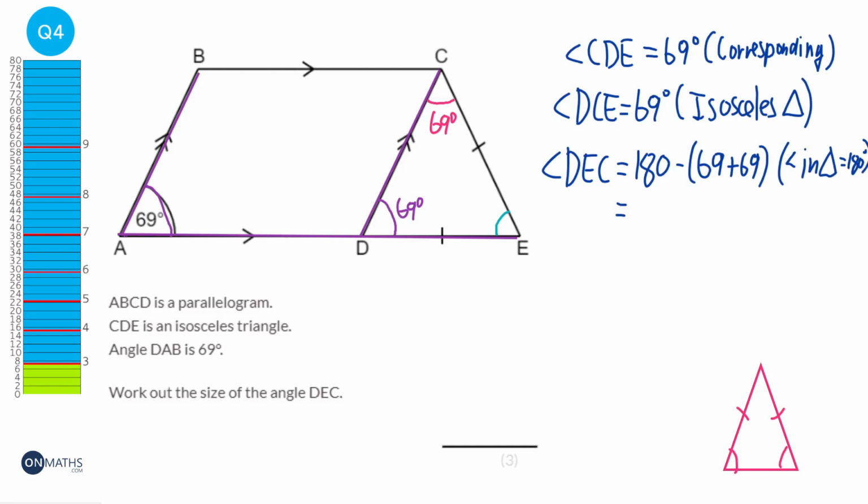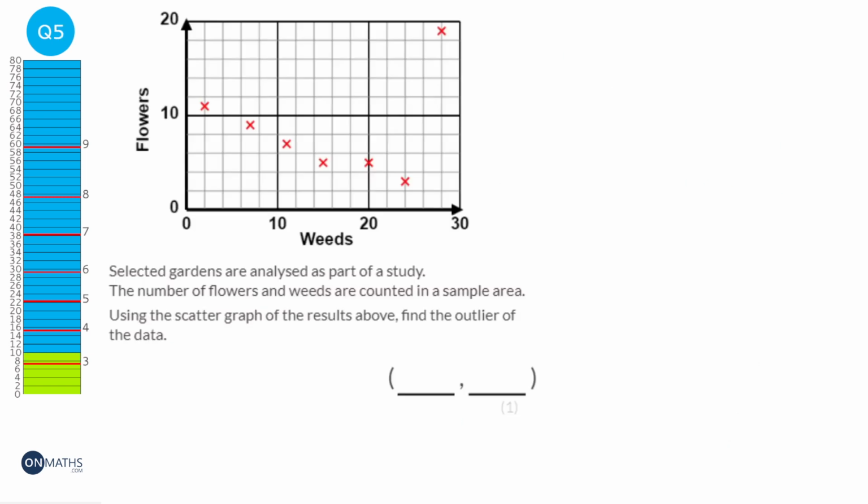And when you do that, you get the answer of 42 degrees. So the answer is 42 degrees. On a scatter graph, an outlier is a point which doesn't fit the pattern. And as we can see here, all of these coordinates fit kind of a nice line going down there. So they all are showing a trend. But we've got this point here that's nowhere near that trend at all, and that's what we call an outlier.